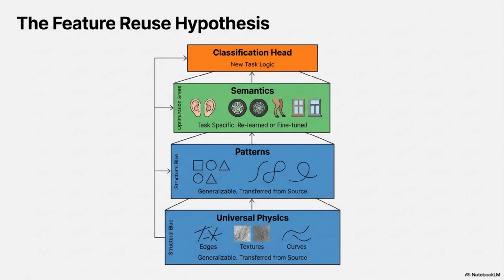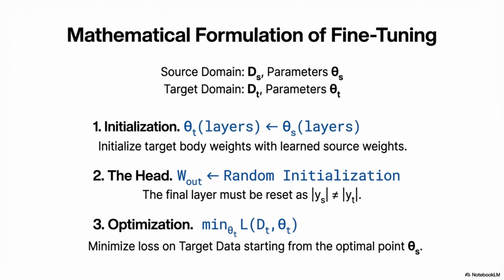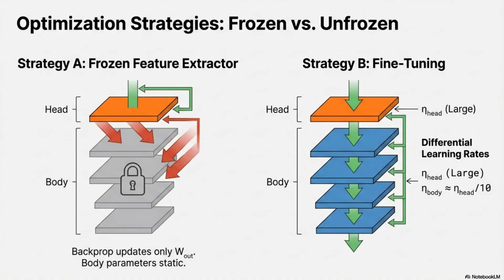So, the practical process, which is called fine-tuning, is pretty straightforward. First, you initialize your network with the weights from the pre-trained model. Second, you swap out the final classification layer, the head, for a new randomly initialized one that matches your new set of classes. And third, you just train the network on your new data, optimizing the weights starting from that really powerful initial point.